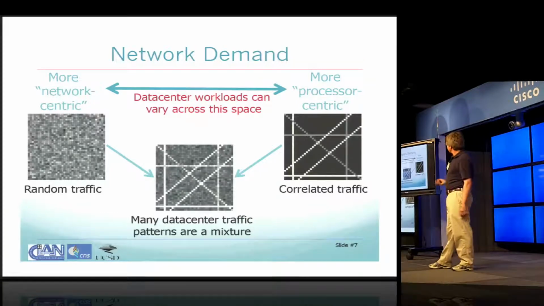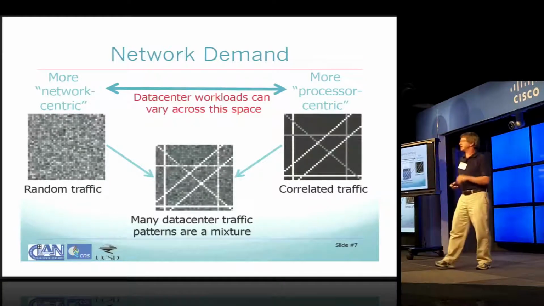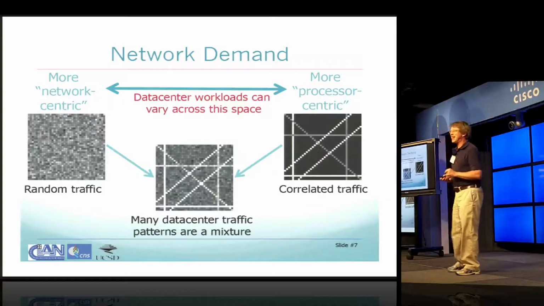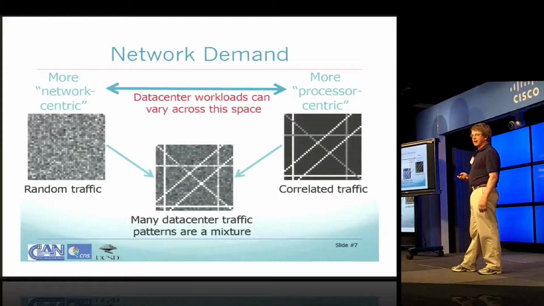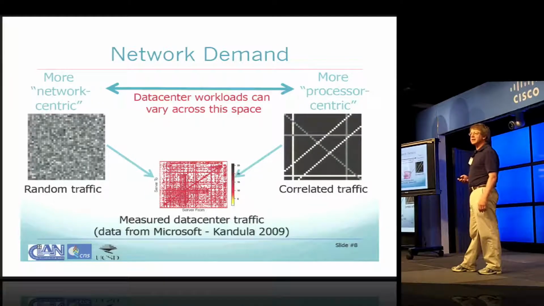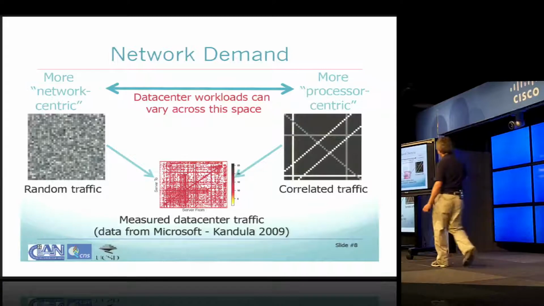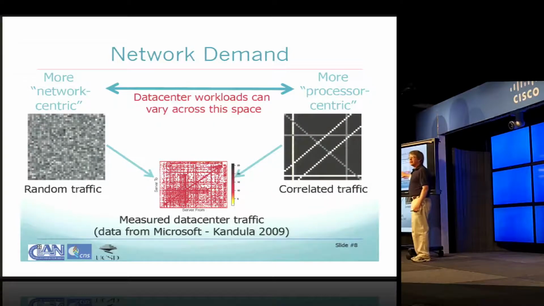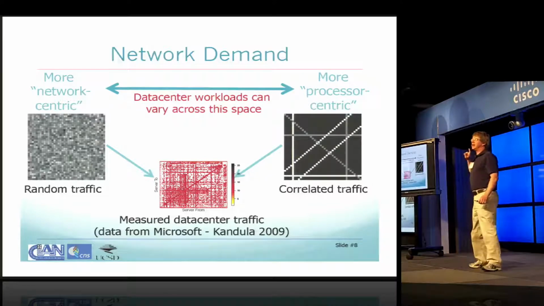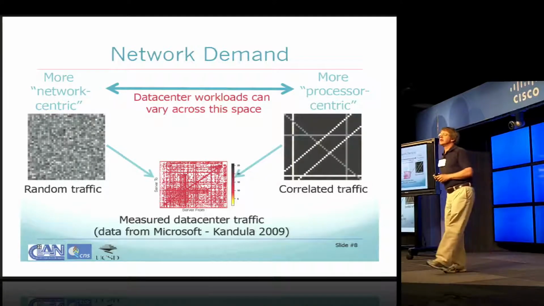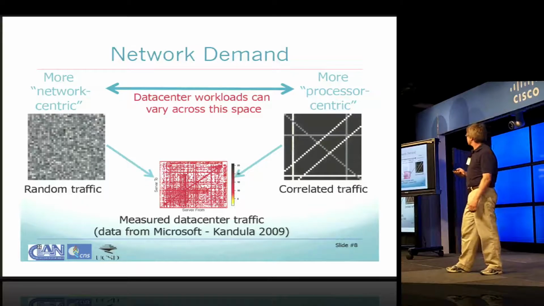Now, what's interesting about working in data centers is there's very, very little published data on what these traffic patterns are. But Microsoft actually did publish one traffic demand matrix about 3 years ago, and there it is. So if you look at this published result, you can look at it and go, okay, it's a little bit of this and a little bit of that. That one insight is the primary motivation for thinking about using hybrid networks.